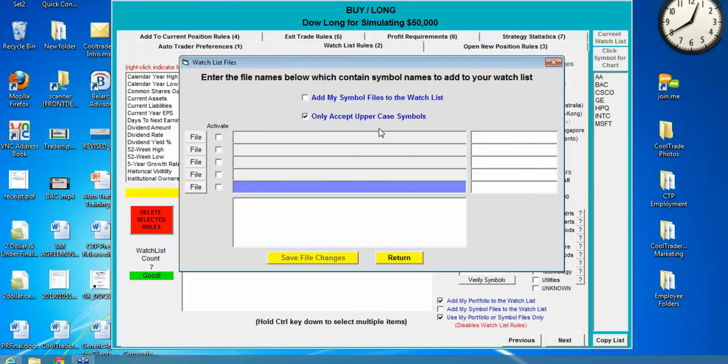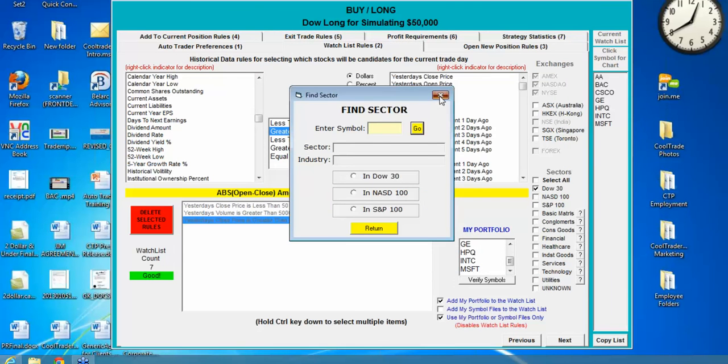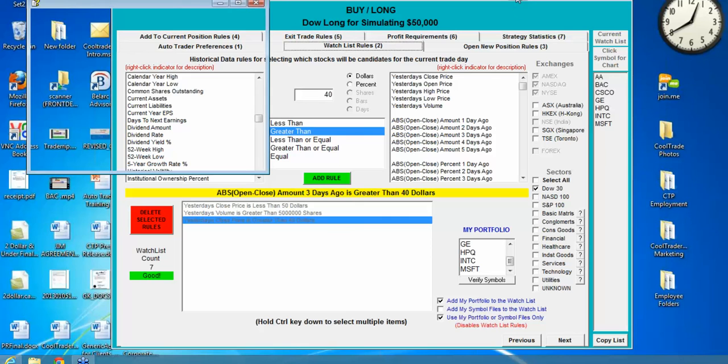Set symbol files. If you wanted to import stocks that you've identified using other platforms that you'd like to pull into the system, you can use this feature here and it'll pull them in for you. And then, find sectors and help.